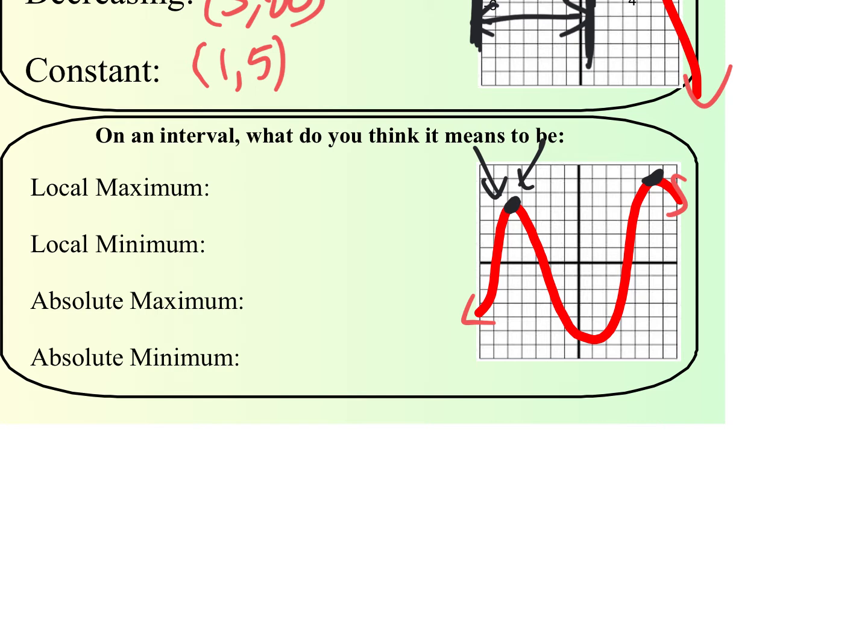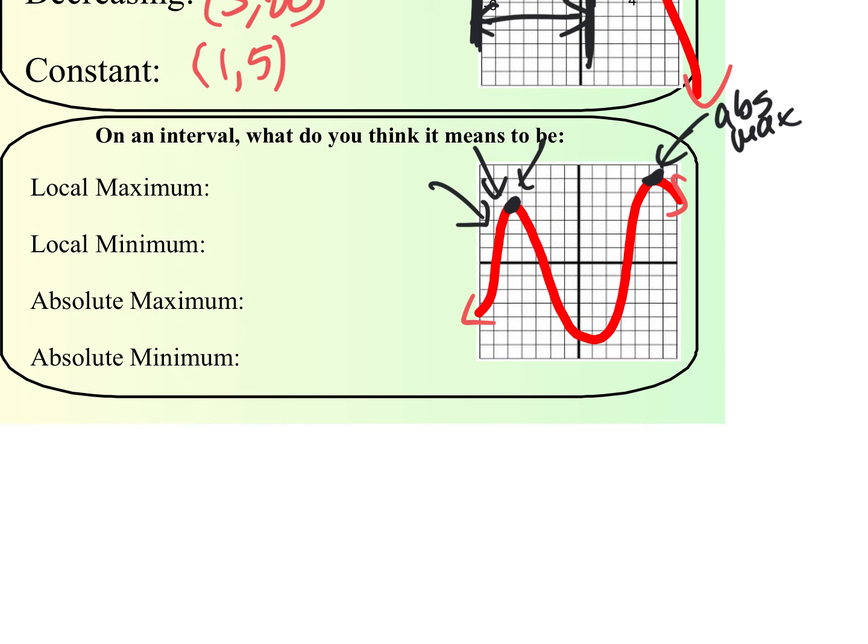And it's like that. This is the highest spot locally, but in the whole graph, is it the highest spot? No, there was a higher spot over here. And that's called the absolute minimum, or sorry, maximum. And it's just a point. You just put what, comma, what, okay?